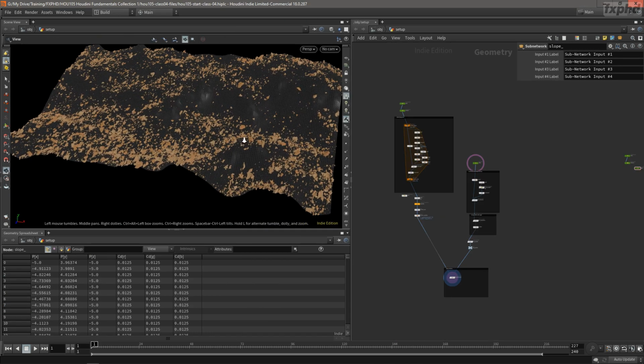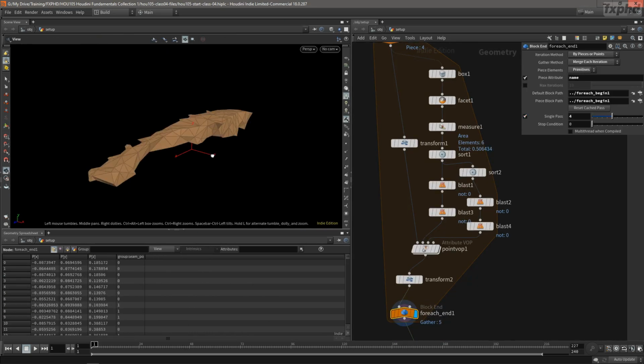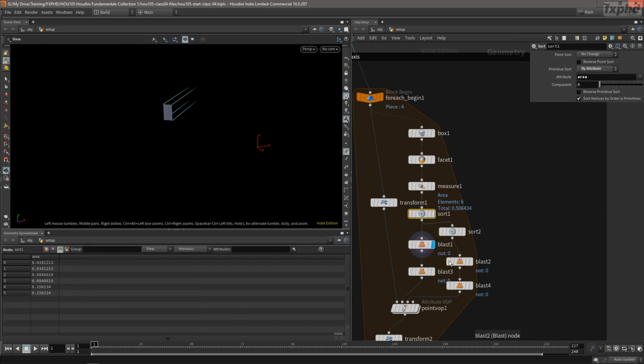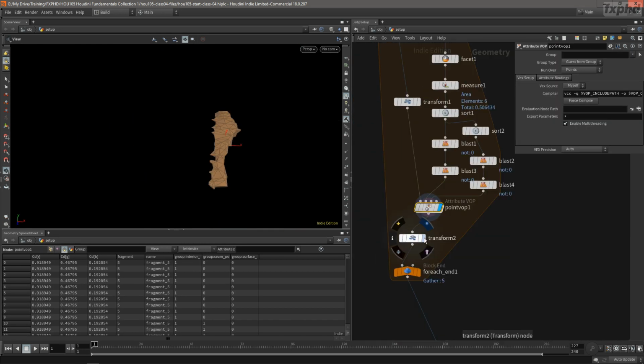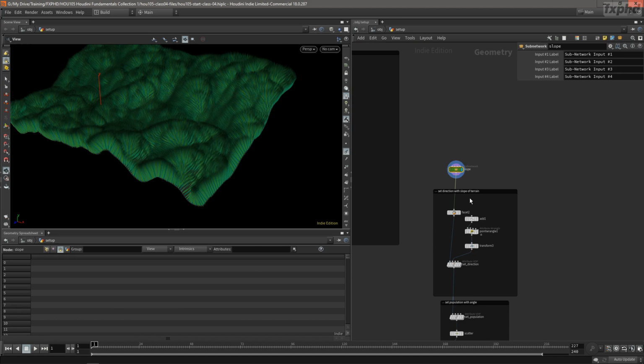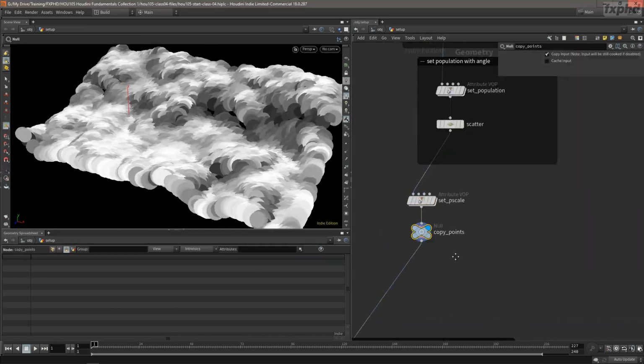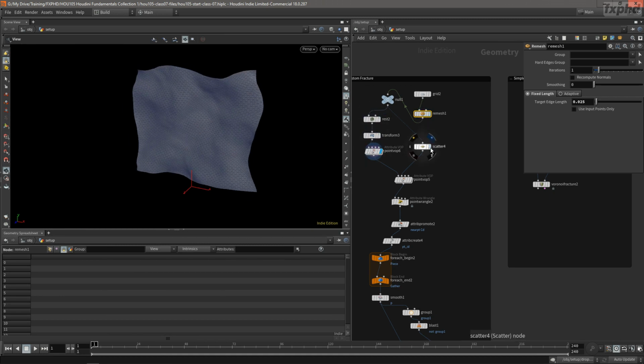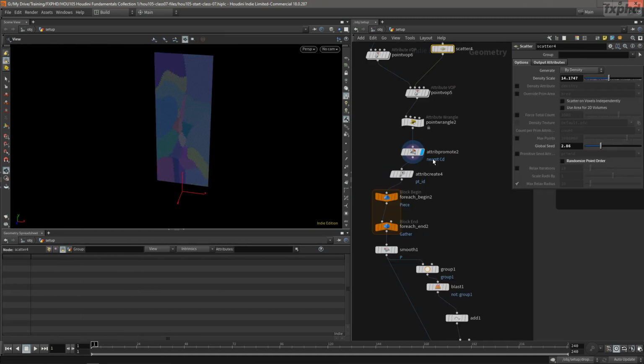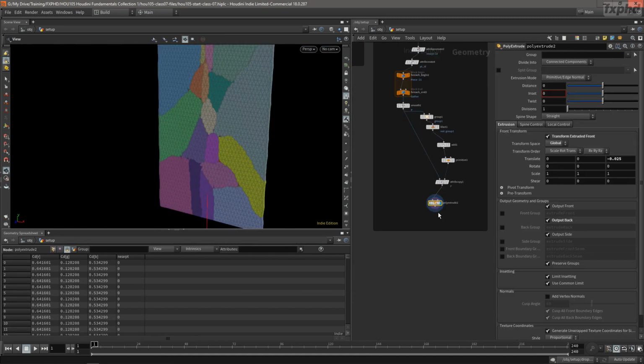After going through this fundamentals collection, the end result should be an ease with vector processing, distribution and population. We should understand simulation methodologies and where they come into play throughout the software, a solid understanding of rotations, and what goes on under the hood in fracturing.